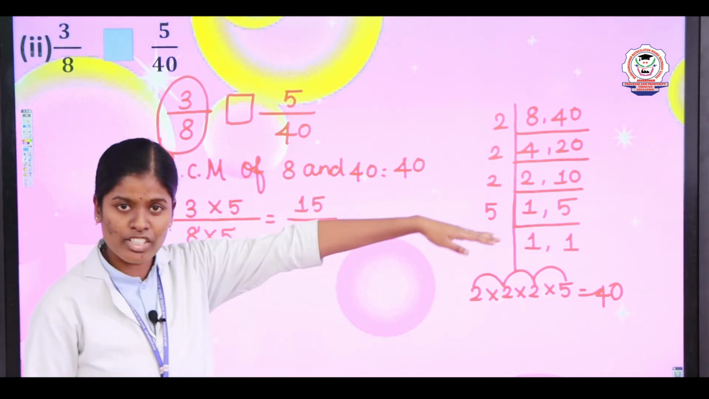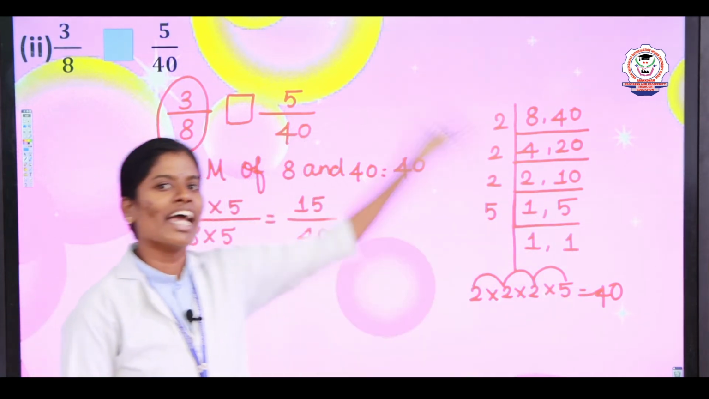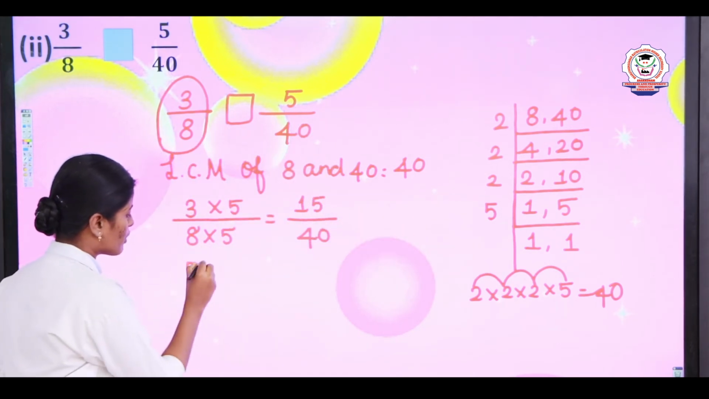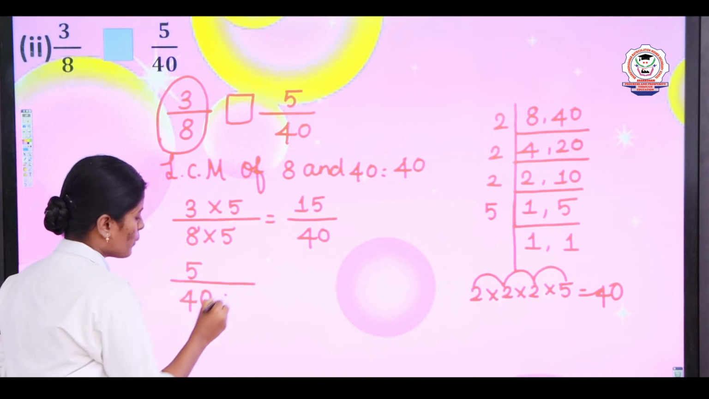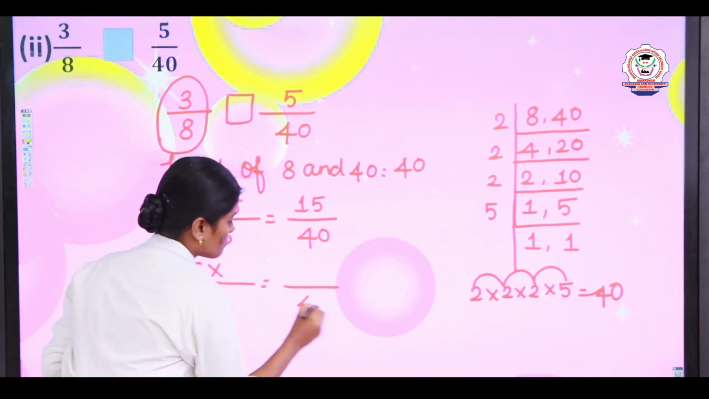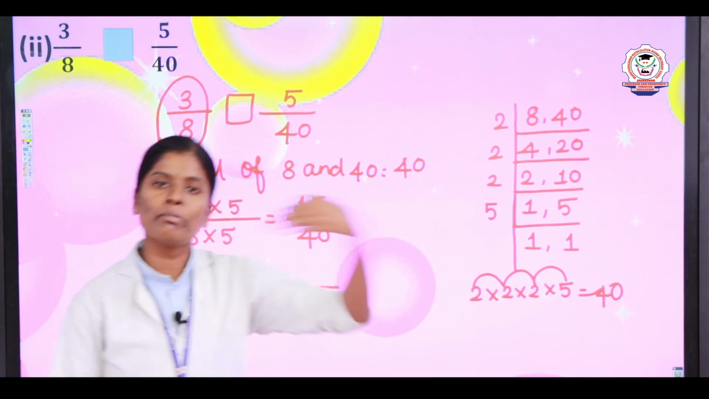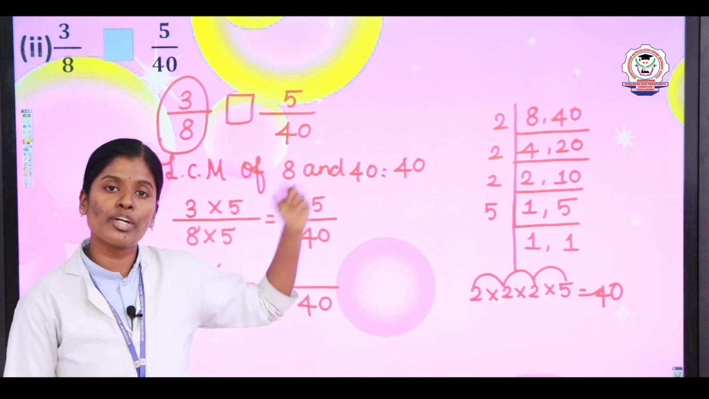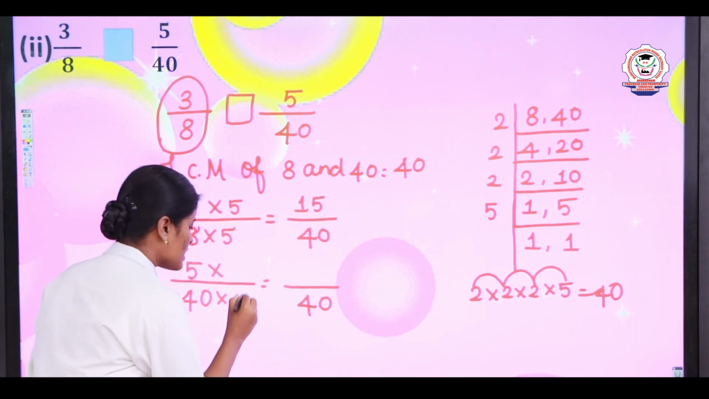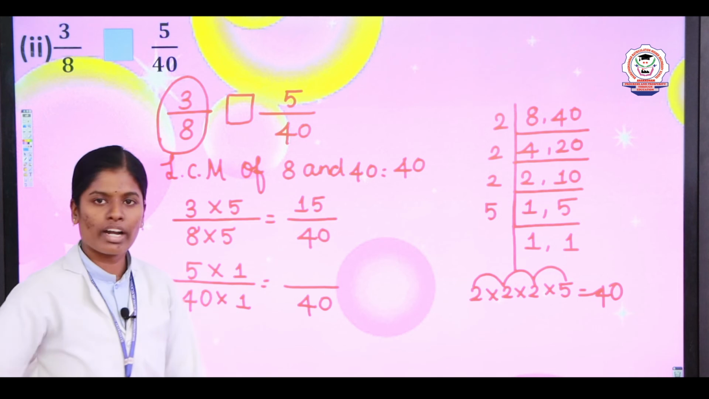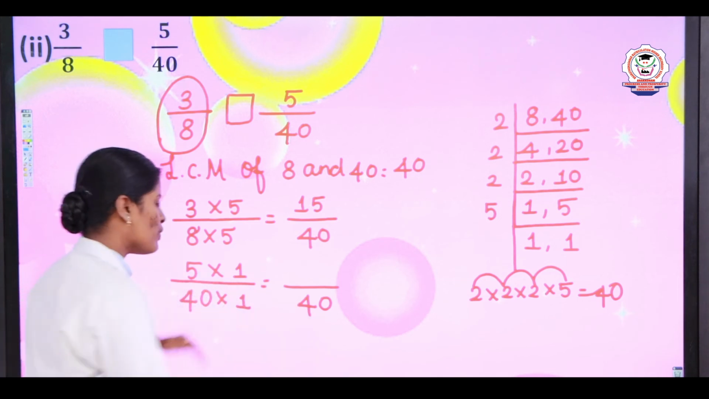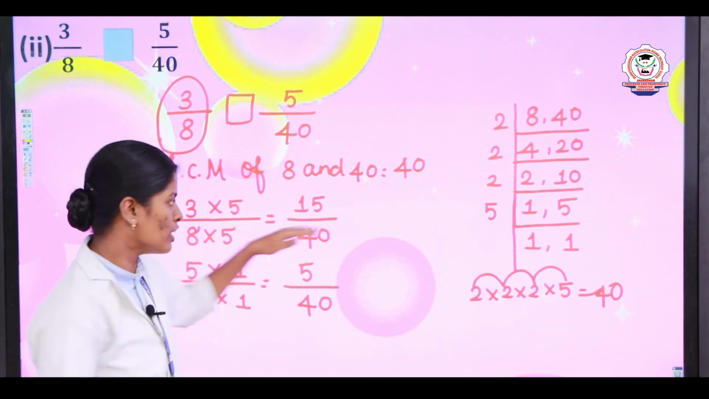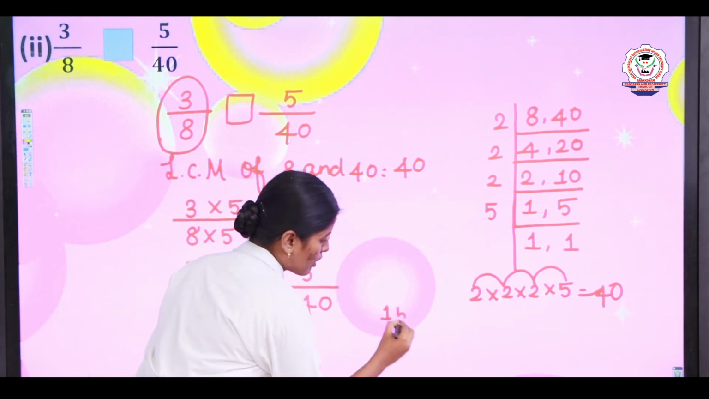Next you will take the second fraction. What is the second fraction we have here? Yes, very good. We have the second fraction 5 by 40. We need the denominator value 40. So now we are going to check what number should be multiplied by 40 to get the product as 40. That is 1. So multiply both numerator and denominator by the same number. 40 ones are 40, 5 ones are 5. We got the answers 15 by 40 and 5 by 40.